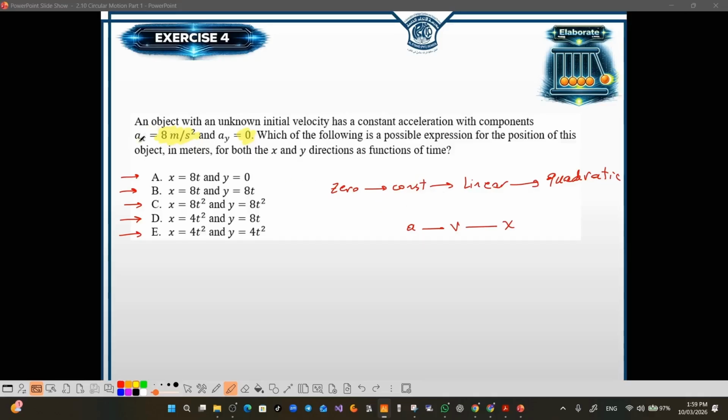So let's start with ax. The ax is constant. So by following the order, the velocity is linear and the position should be quadratic. Now, what about ay? The ay is 0. So a is 0, then v will be constant and the position will be linear. So y should be linear. Now, any equation that reflects these two facts will be our possible answer.